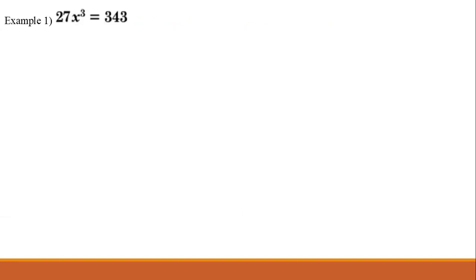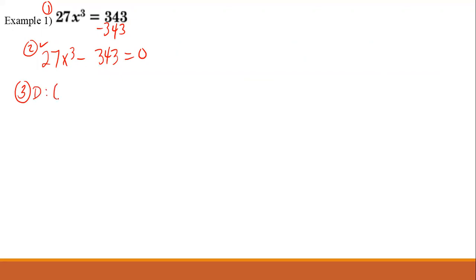So here's our first problem. 27x cubed equals 343. And so step 1 tells us to subtract 343. So we're going to subtract 343, and that gives us 27x cubed minus 343 equals 0. Step 2 is make sure that you combine like terms and are in standard form. Check, we are. Step 3 is you're going to use either sum or difference of cubes to factor. And this is going to be a difference situation.